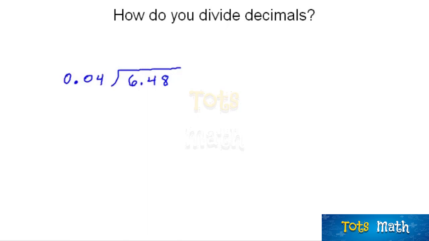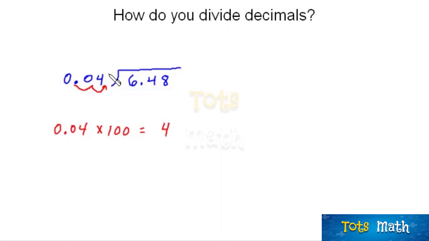Now you would probably know how to solve this problem if the divisor was a whole number rather than a decimal number. So the way to solve this problem is to actually change this decimal into a whole number. To do that, we're going to multiply the divisor by 100. Multiplying by 100 will move this decimal point 2 places to the right. 4/100 times 100 equals 4.